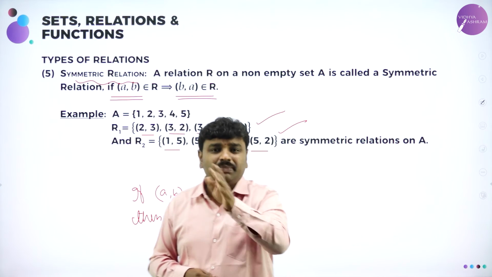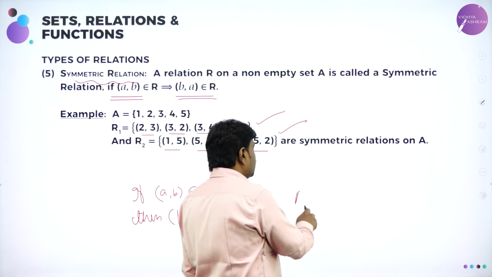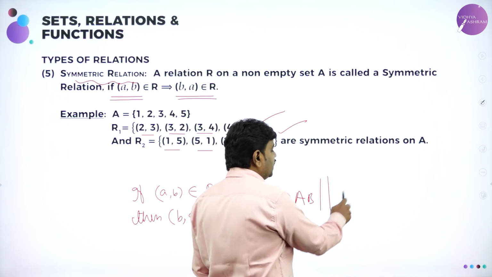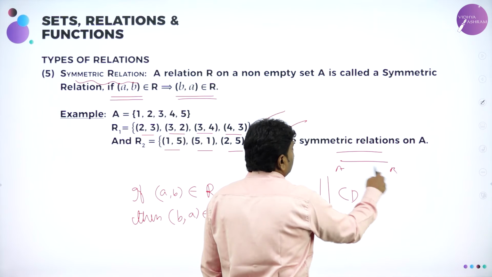Symmetric relation. What do we call it as? Symmetric relation. Is parallel to. For example, a line AB is parallel to what? CD. So I will draw two lines AB and CD. AB is parallel to CD.